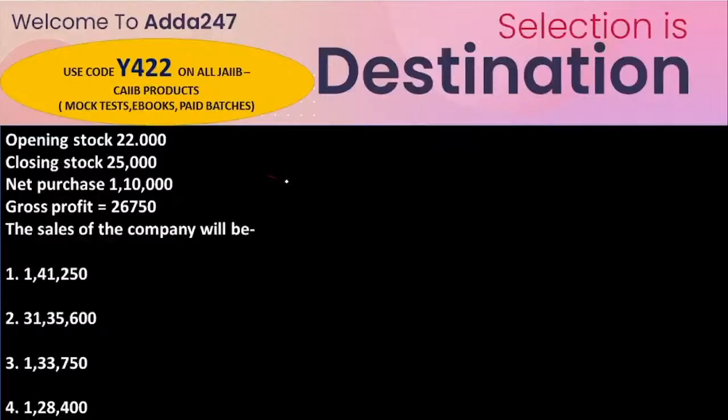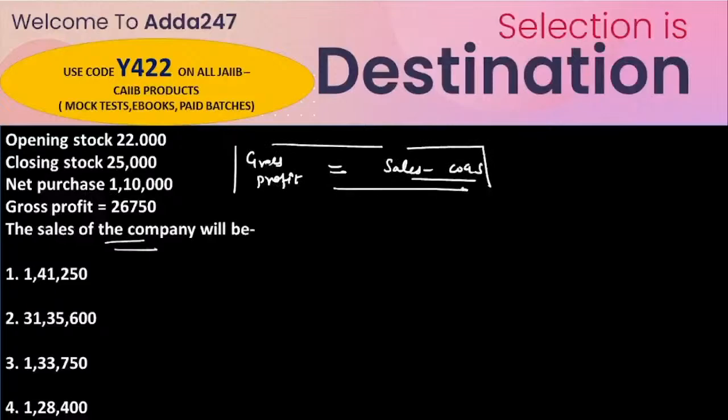Okay, so the idea is you have to command all the questions by solving these kinds of questions. If we have to calculate the sales of the company here, we know that the difference between the sales and cost of goods sold is known as gross profit. So we know that, and we also know that the gross profit is given. The only thing we have to calculate is cost of goods sold.